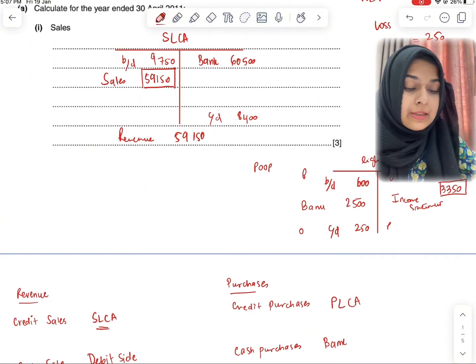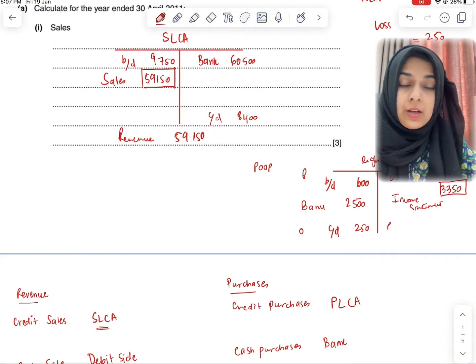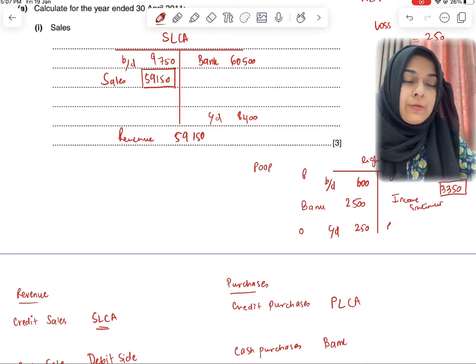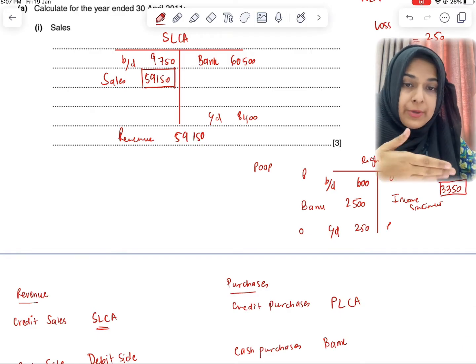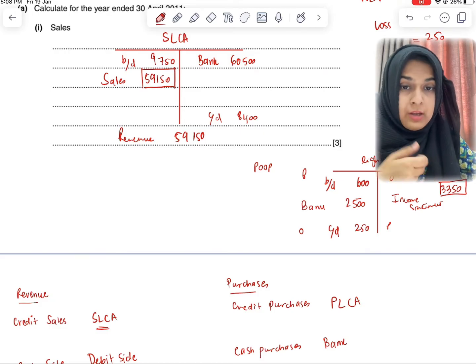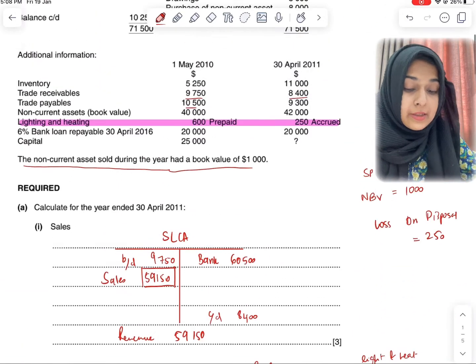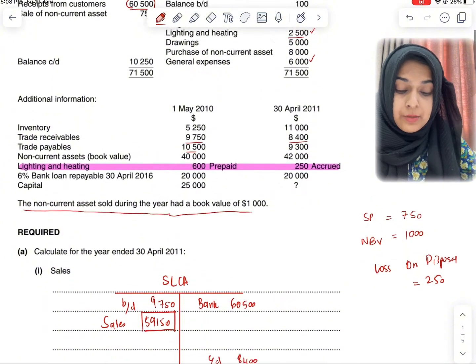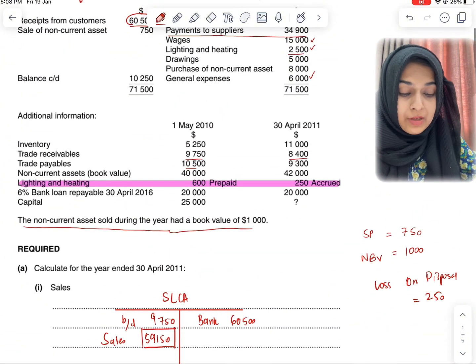So for adjusting expenses, you need to use POOP as a rule. If there was an income, and there were prepaid and owing on an income, you can use the rule OPPO and make an income account and calculate the income statement value. Yes, but there's no income, so we don't need to worry about that.